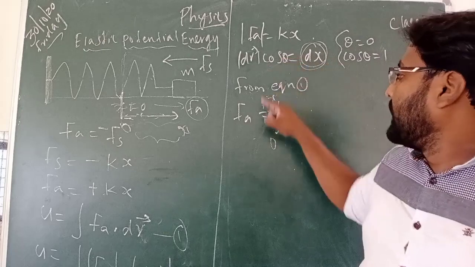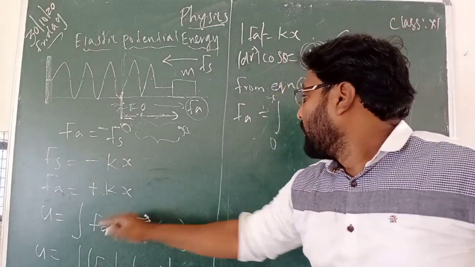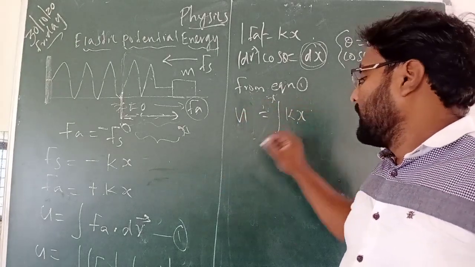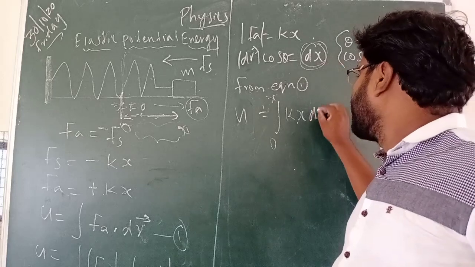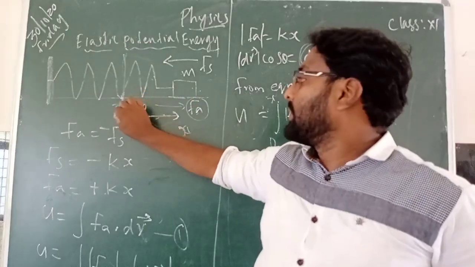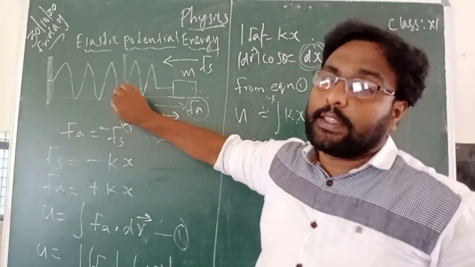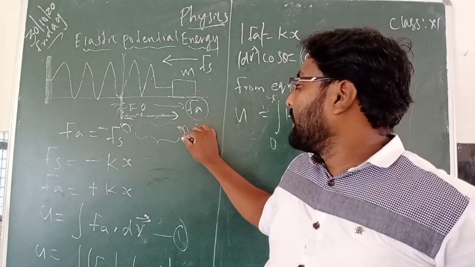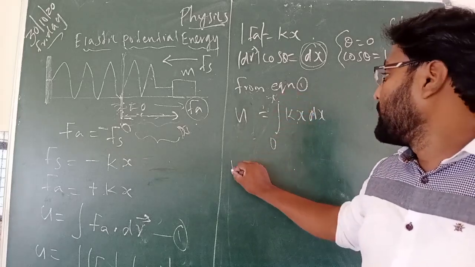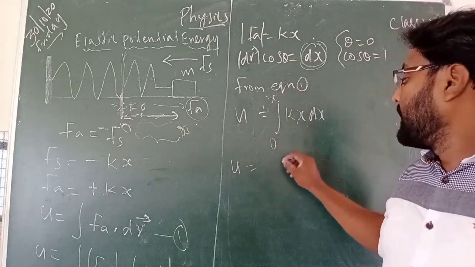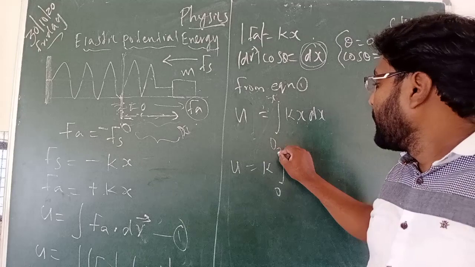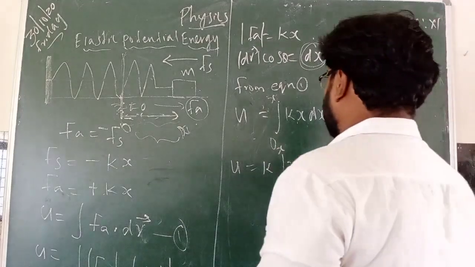So now, U is equal to, Fa means Kx, then dr means dx, with limit 0 to x, because from the equilibrium position the potential energy is 0 and it is displaced at a distance x. For that whole distance we are finding. Now 0 to x, so U is equal to, we can integrate this. K is a constant, take it outside, integral from 0 to x of x dx.